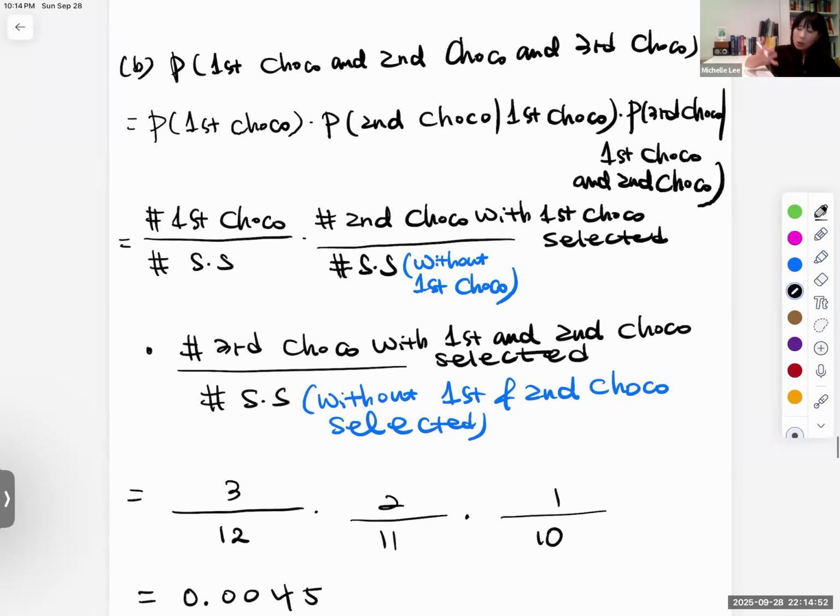Okay, so this question asks us without replacement, like that. So when we see a question like without replacement, then we can just use the sample size decreasing by 1, and also the number is decreased by 1, like that. Okay, make sense?